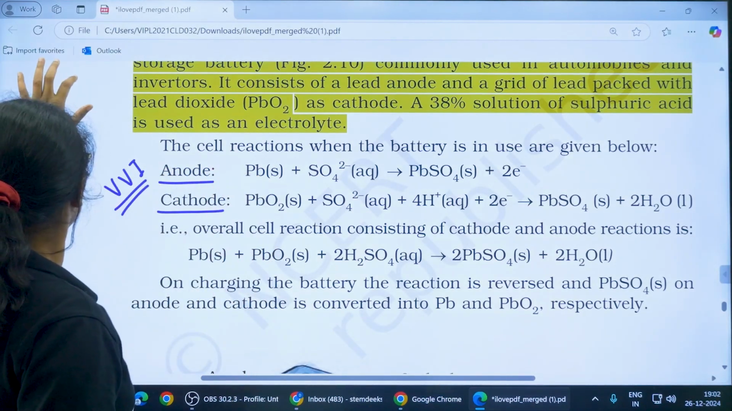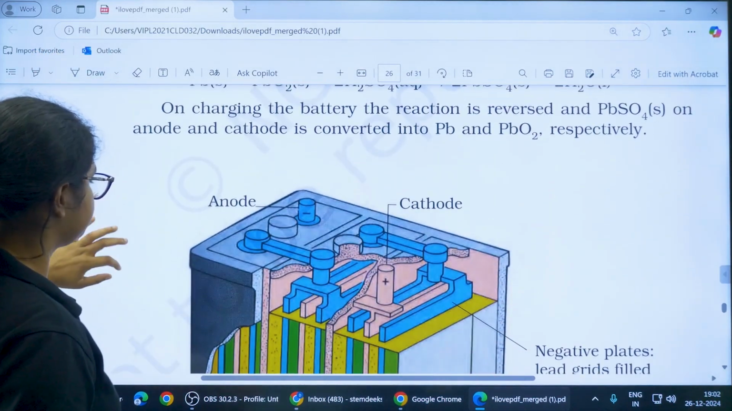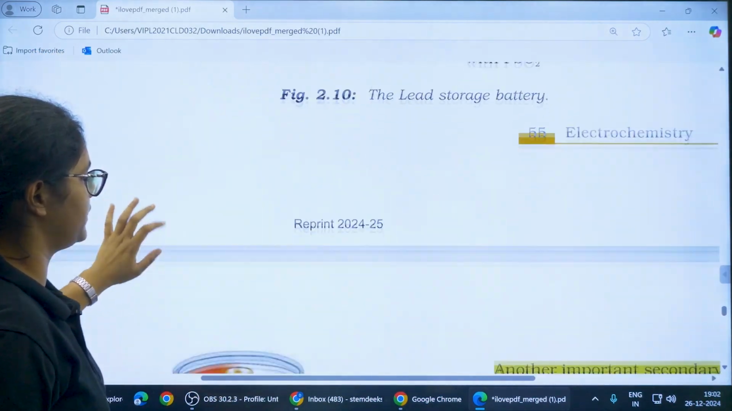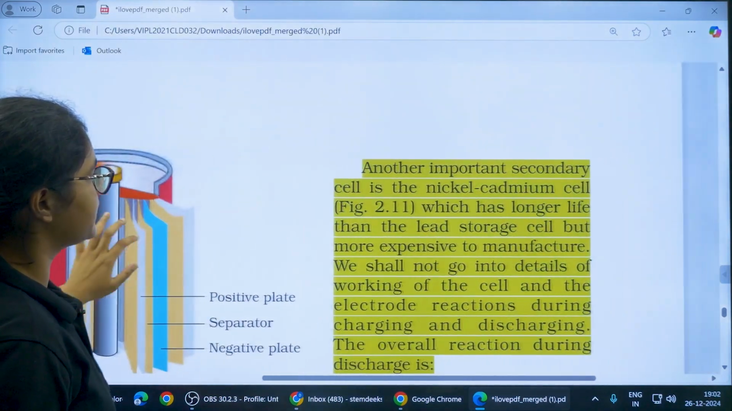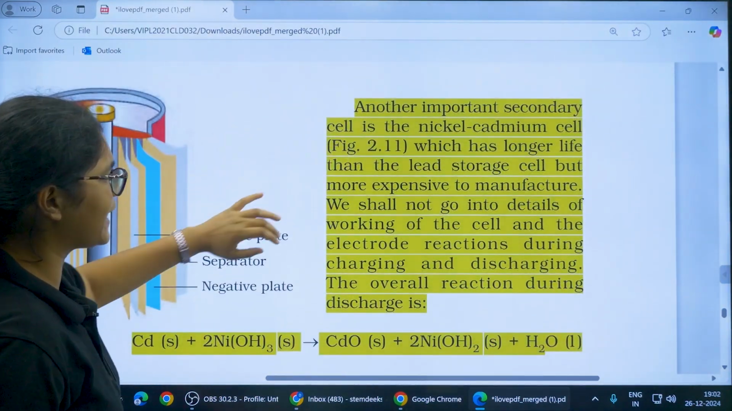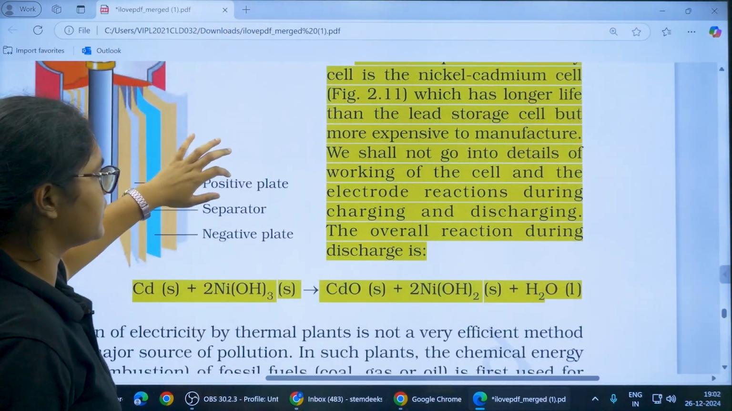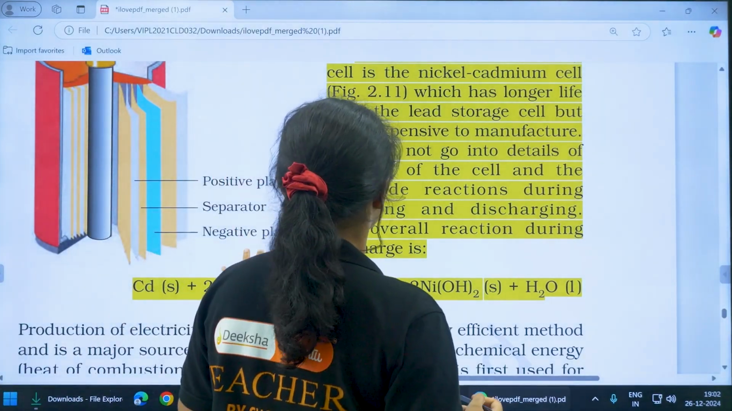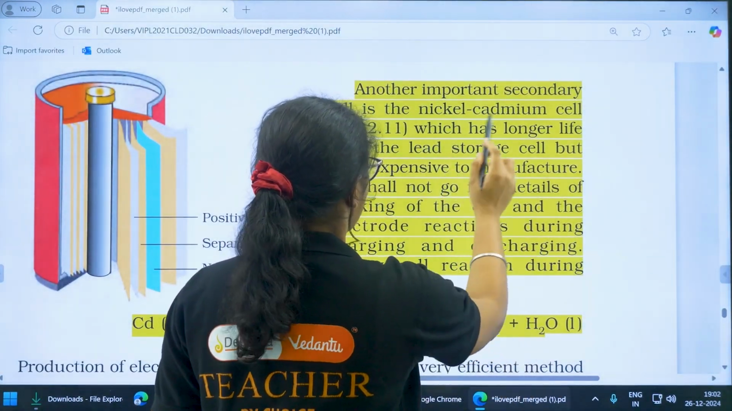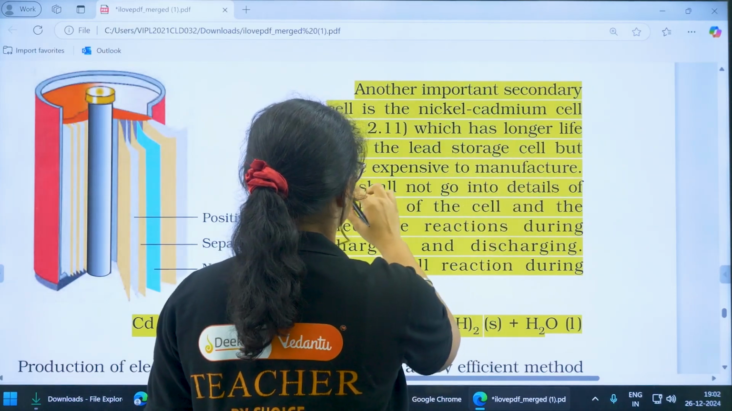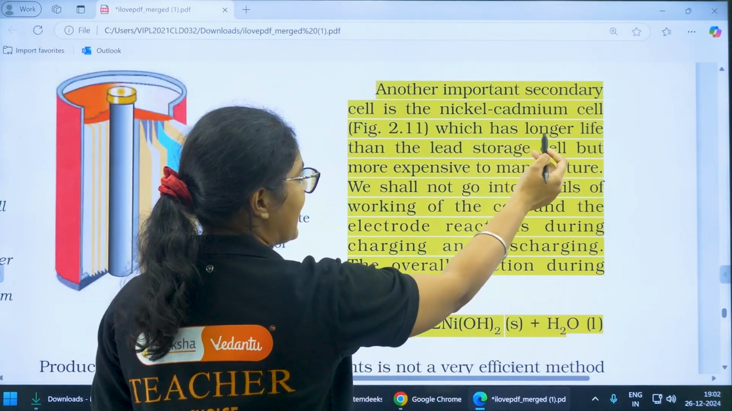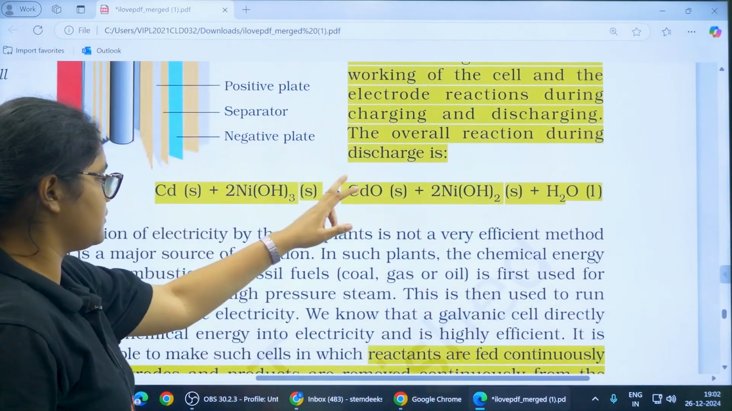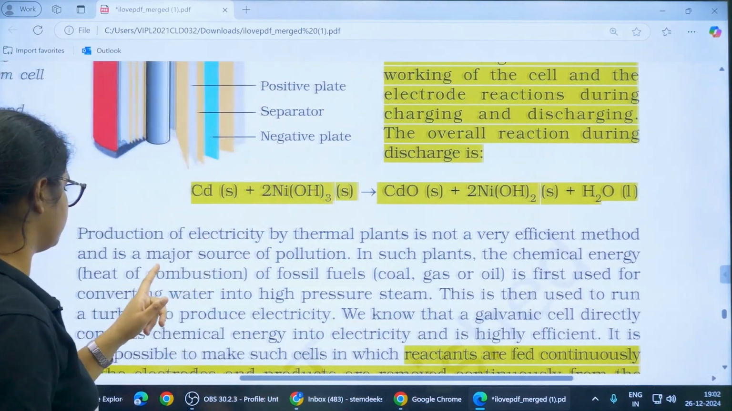Okay, next we have this one. These diagrams and all are not needed, you do not need to read diagrams. Fine. Next we have nickel cadmium cell. You can write down the limitation of nickel cadmium cell, that generally they have longer life, but they are more expensive. So this is the advantage and the disadvantage. Next, the nickel cadmium reaction is given, that you should be knowing.